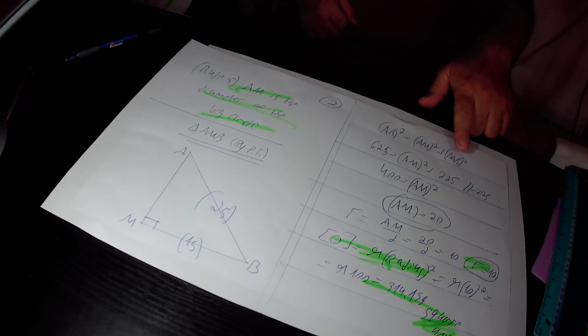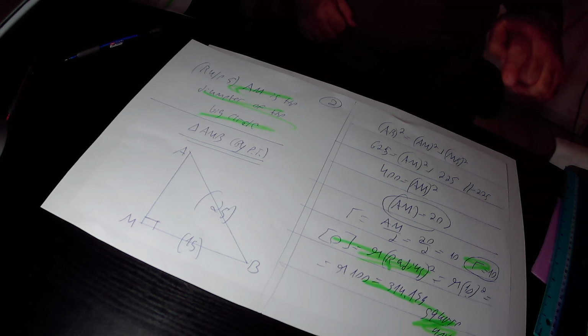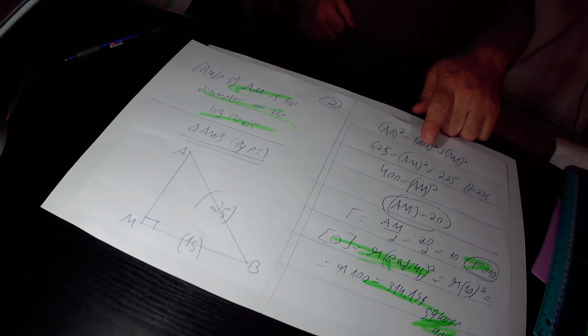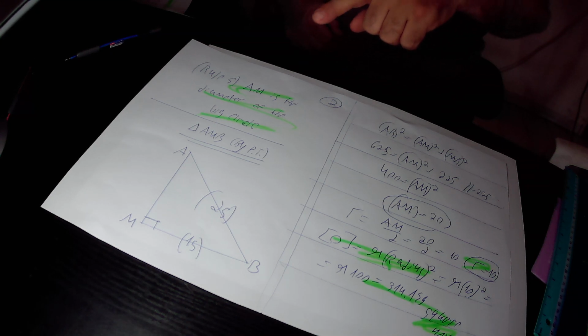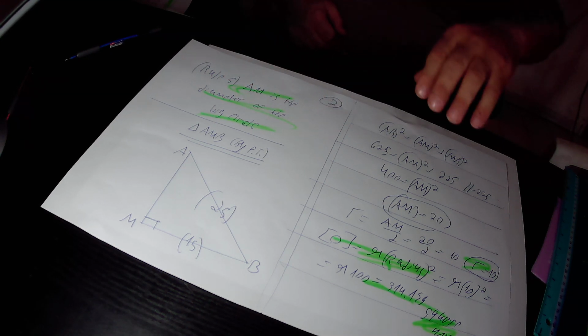Here we subtract 225 from this equation, and finally found out that 625 minus 225 is 400, so 400 equals AM squared. Here we took the square root of this equation and finally found out that AM equals the square root of 400, that is 20. AM equals 20 units in its length.